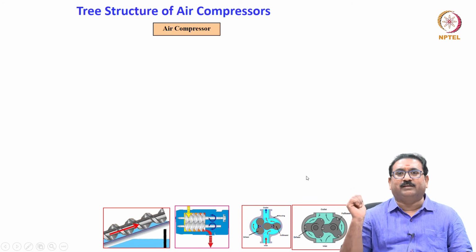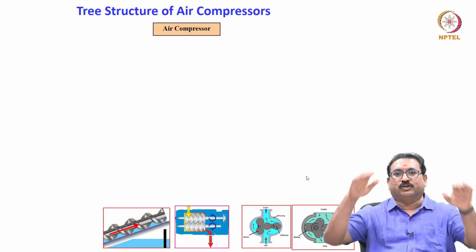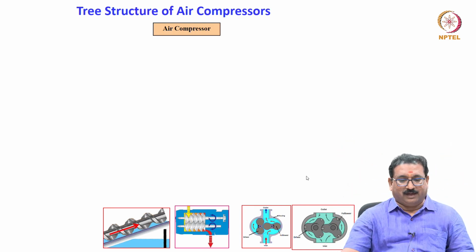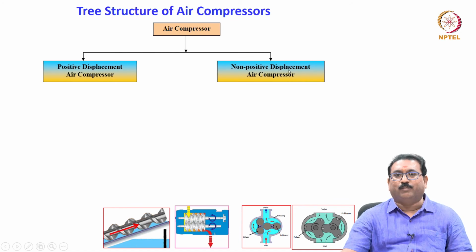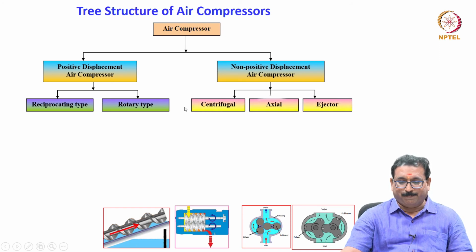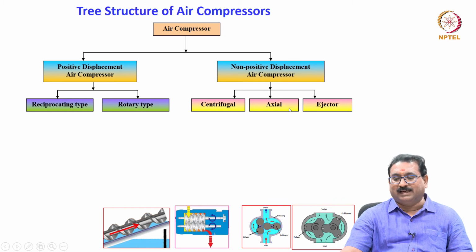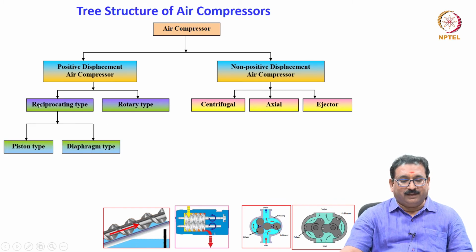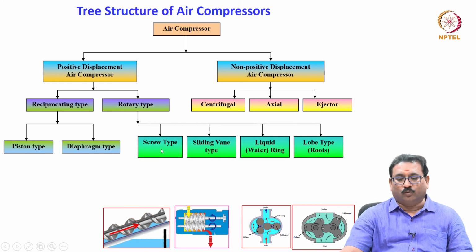After knowing the positive and non-positive displacement compressors, let us see the tree structure, how they are classified. As I have told you, positive displacement and non-positive displacement are the main classification under air compressors. In positive displacement, again as I have told you, based on the motion, reciprocating type and rotary type. Among the dynamic elements, here centrifugal, axial and ejectors. In reciprocating, piston and diaphragm type compressors. Rotary: screw type, sliding vane type, liquid ring, lobe type.